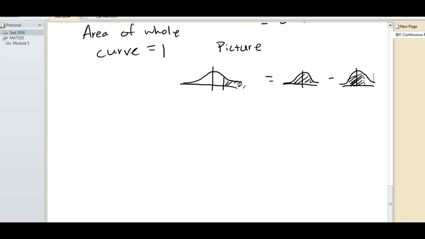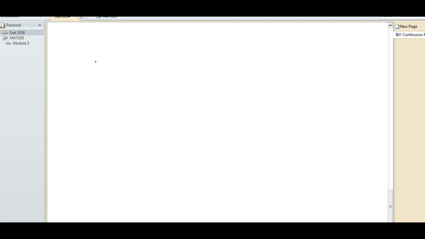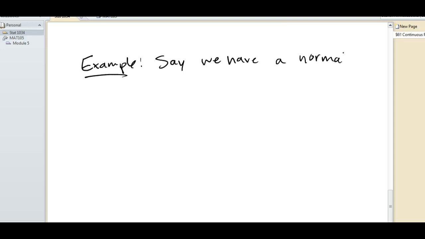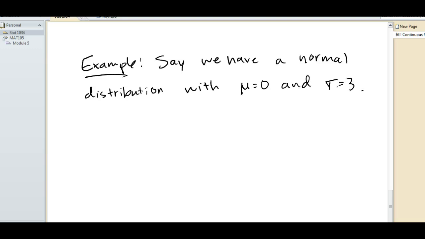So maybe we'll do another interesting one. What if we have a normal distribution with, let's say, mu equal to 0 and standard deviation, in this case, equal to 3, and we want to find the probability that, I don't know, let's say negative 1.5 is less than or equal to x is less than or equal to, we'll say, 2. Well, what does this picture look like?